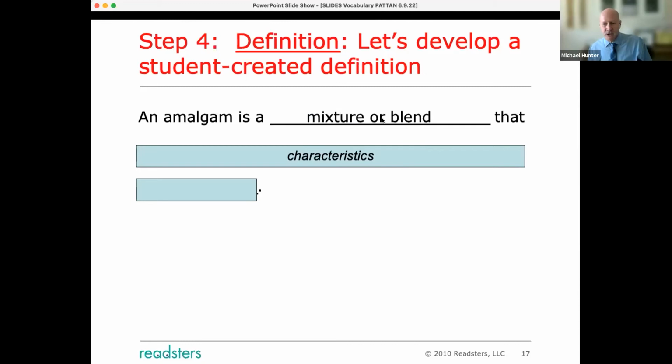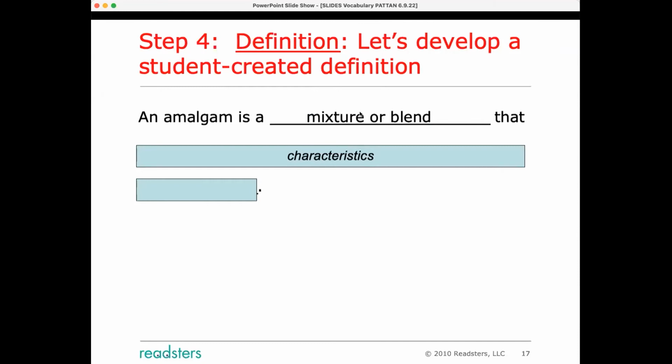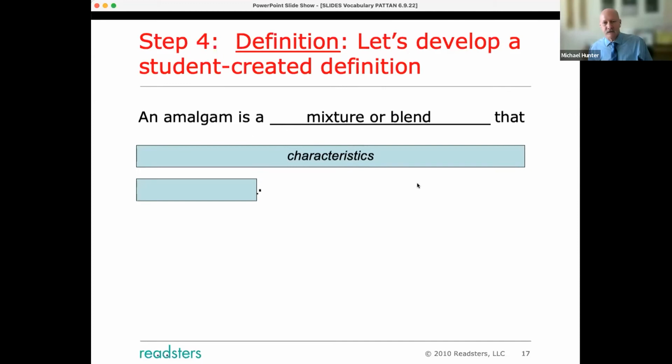I think combination works great if you're more academic. Some of my students would be happier with blend just because that's what they're more familiar with, but I think combination is also excellent. Okay, so now we've decided we've got a mixture or a blend, but what makes it an amalgam versus some other kind of mixture or blend?